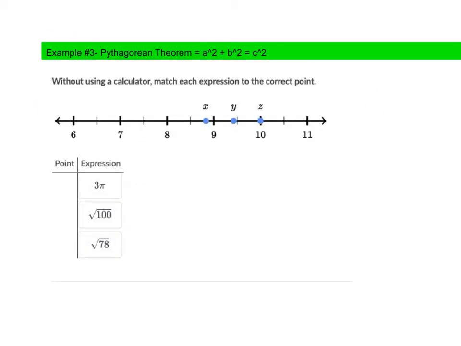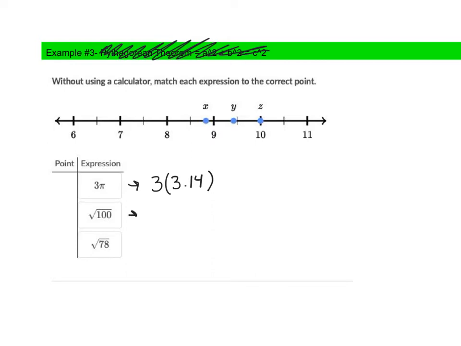All right, for example number 3, it says without using a calculator, match each expression to a correct point. Please disregard this up here. That's from an old lesson. All right, so the first one we have is 3 pi. One thing you should know about pi is that it's an irrational number, and we're going to learn about that tomorrow, but the decimal that it represents is 3.14. So this is the same as saying 3 times 3.14. That's what we round it off to. In all actuality, pi continues on forever, but that wouldn't make sense for us to do here, so we're just going to multiply it together, okay?